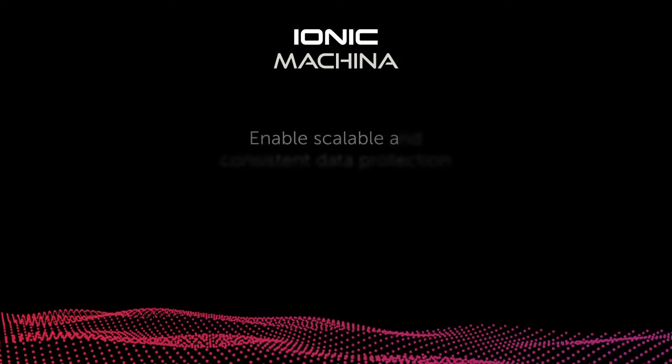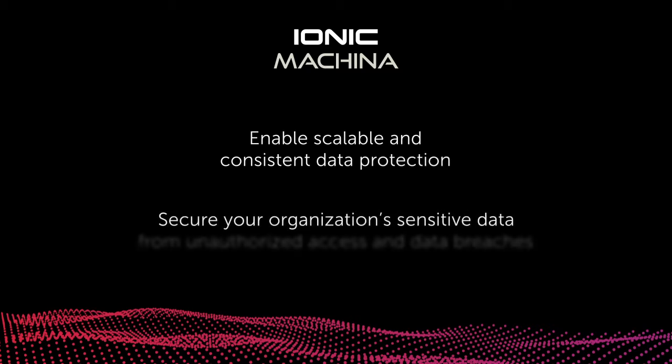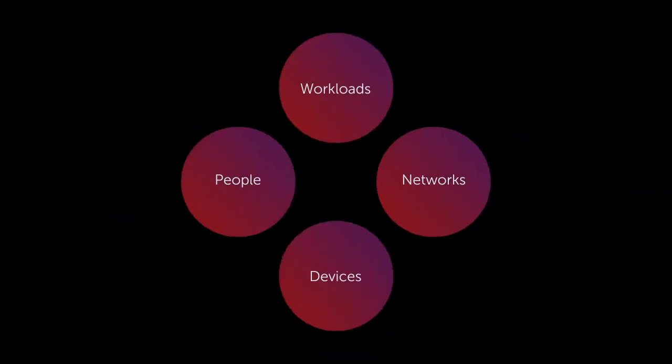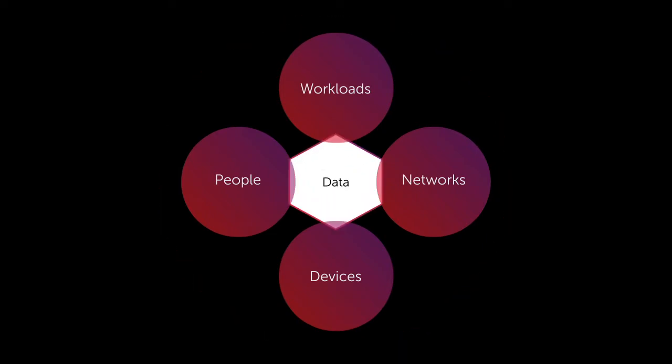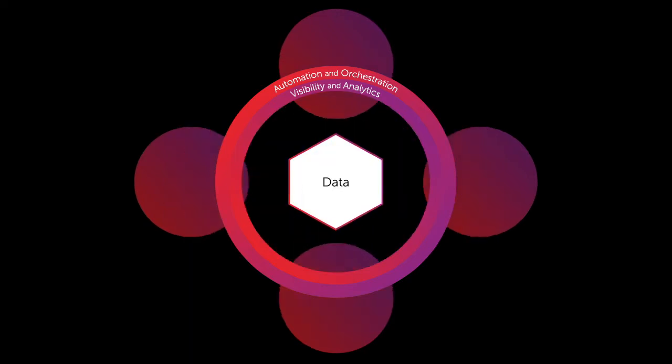Ionic enables scalable and consistent data protection by securing all of your organization's sensitive data from unauthorized access and data breaches wherever it lives or travels. Security for decades has been about securing the perimeter around the data. Instead, we focus on protecting the data itself across its entire life cycle at enterprise scale by creating a system of record for contextually defining and enforcing rich data access policies.